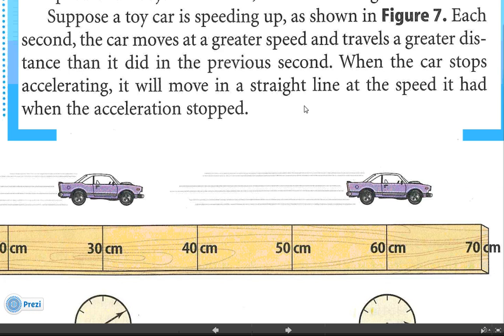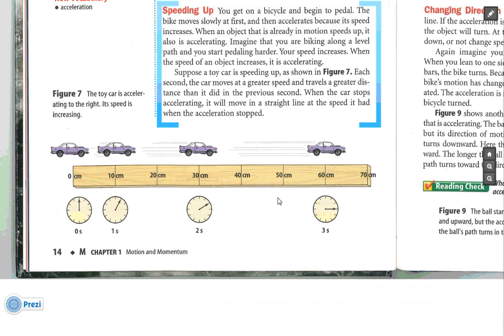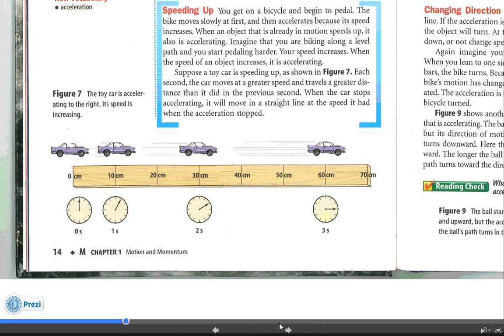Let's look at figure 7. So it would back up a little bit. All right, notice the cars here. The cars are getting farther apart because the object in between each interval of time is accelerating. Okay? All right. Let's see, what are we going to write?